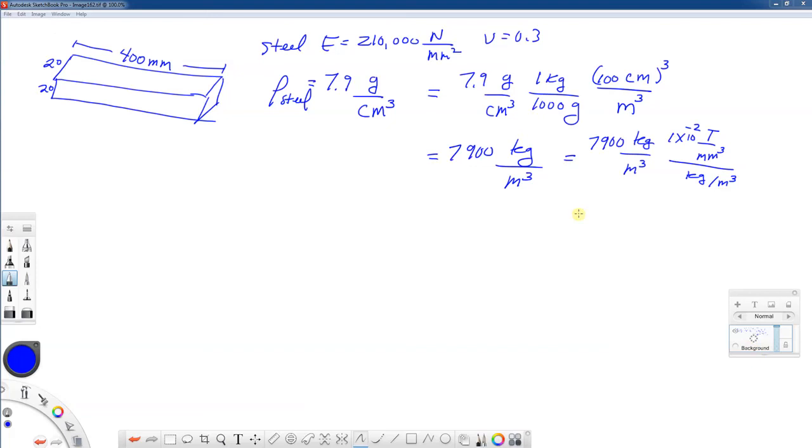Alright, so what I'm going to do is I'm just going to multiply that by 1 times 10 to the minus 12. And we get 7.9 times 10 to the minus 9. Now this may seem like a very small number, but it is the consistent mass unit in the Newton and millimeter system. Okay, so we'll need to remember this.